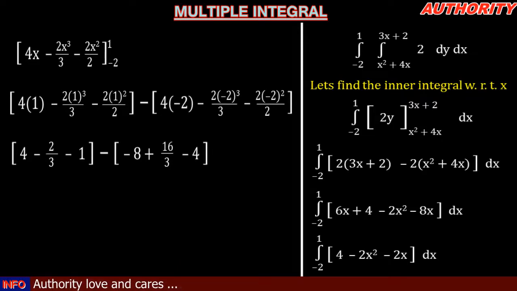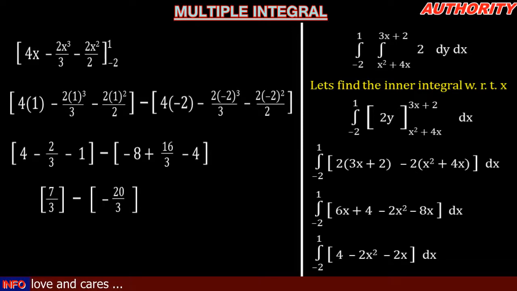All right, good. Now the first bracket where we have 4 minus 2 all over 3 minus 1. When you say 4 minus 2 all over 3 minus 1, it's going to give us 7 all over 3. Okay, good. Here we have minus the second bracket. When you say minus 8 plus 16 all over 3 minus 4, it's going to give you minus 20 all over 3. All right, good.